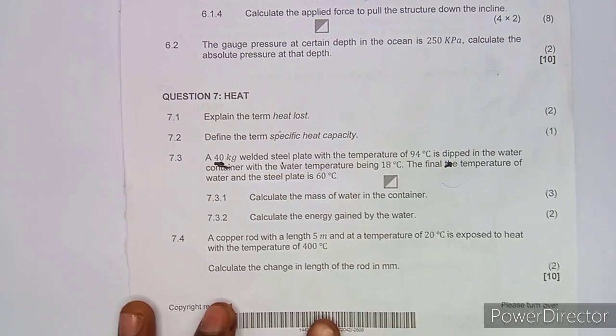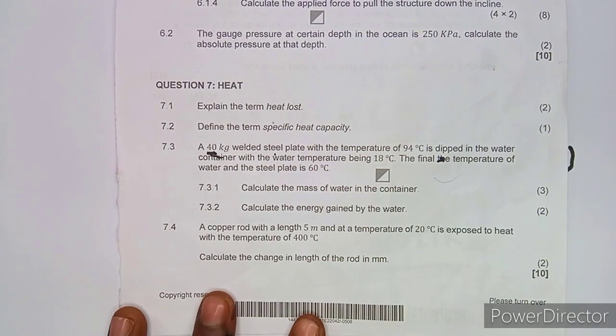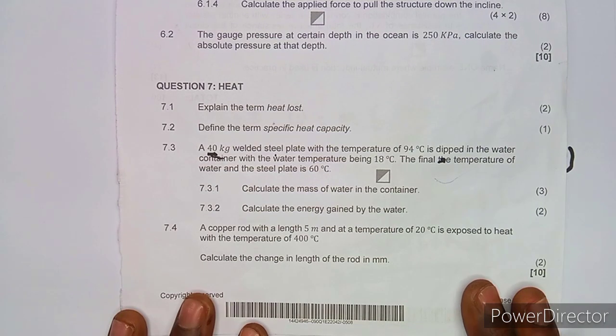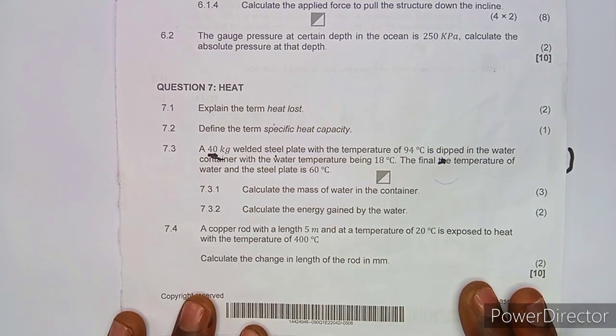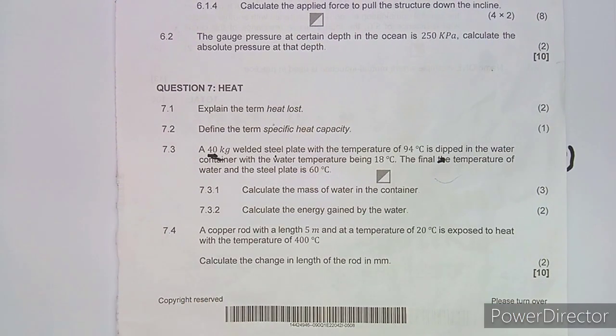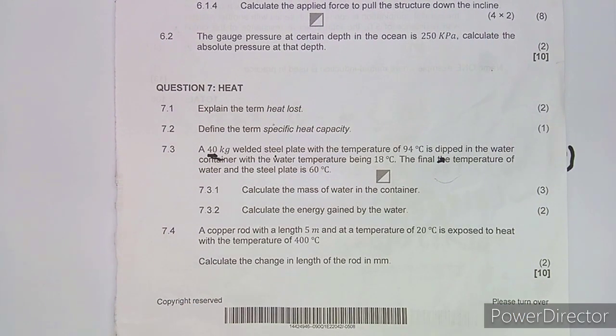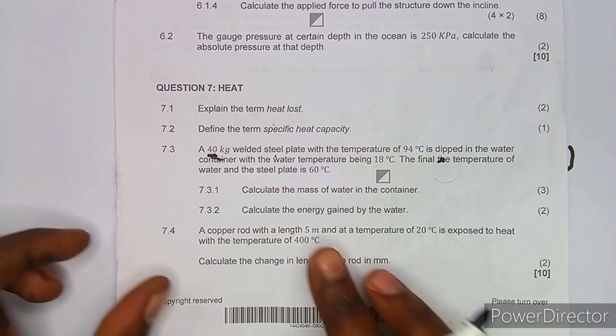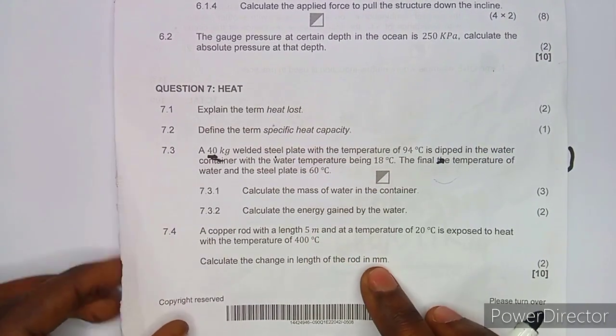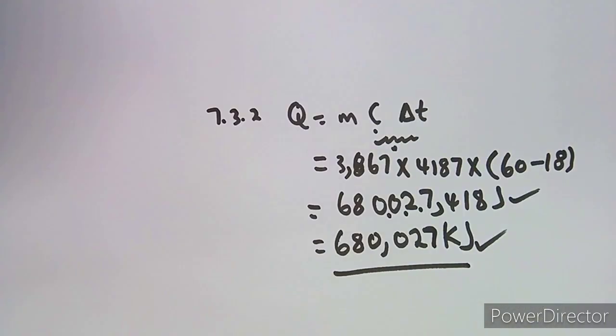All right, then on 7.4, you're given a copper rod with a length of 5 meters and a temperature of 20 degrees Celsius, exposed to heat with a temperature of 400 degrees Celsius. Calculate the change in length of the rod in millimeters. So take note, we are given the original length in meters and the answer is supposed to be in millimeters. Okay, so that's on 7.4.